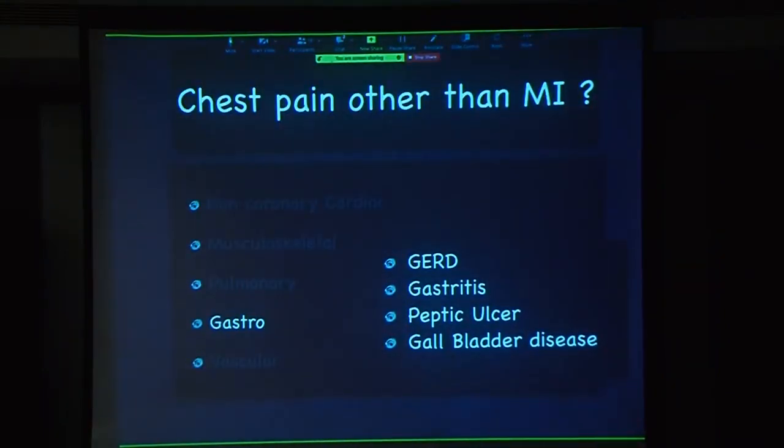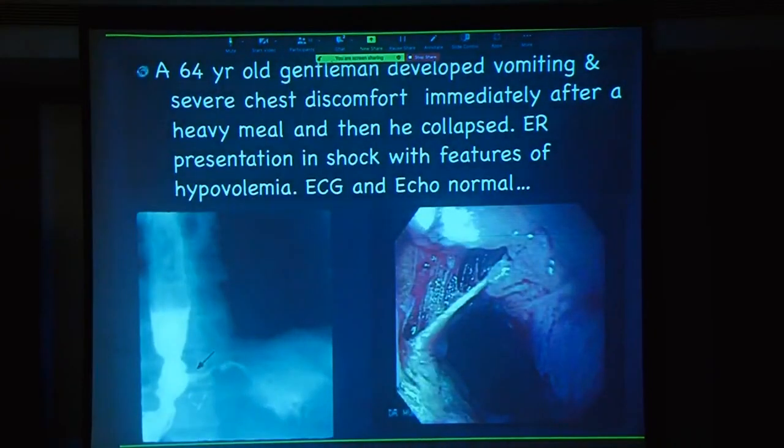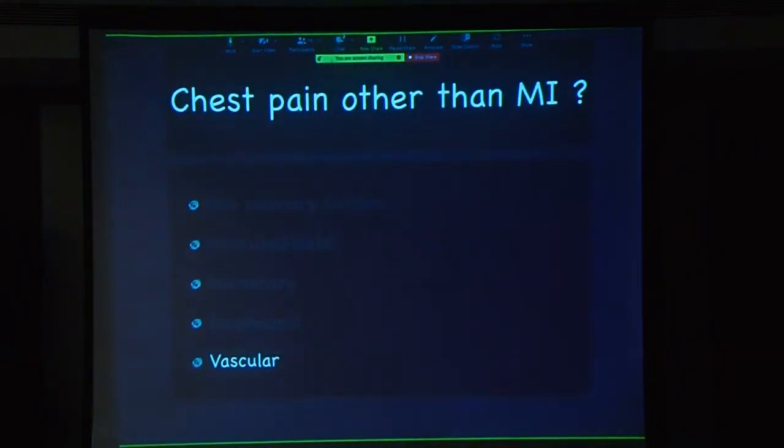Now, regarding gastroenterology causes for chest pain, it could be GERD, gastritis, peptic ulcer, gallbladder disease, and very rarely, one shouldn't miss this particular situation. This was a 64-year-old gentleman who developed vomiting and severe chest pain immediately after a heavy meal, and he collapsed. He was taken to the ER. Finally, a diagnosis was made. He had an esophageal rupture. That led to hypotension, shock, and he underwent surgical correction of that.